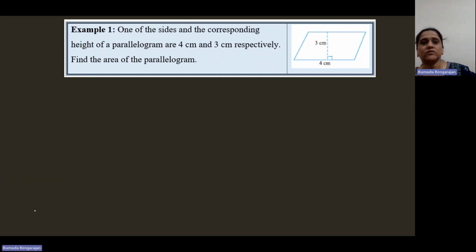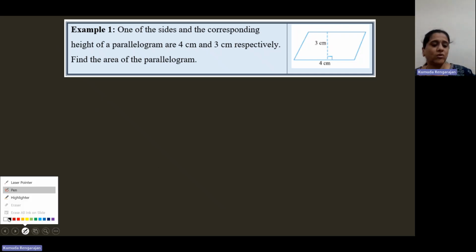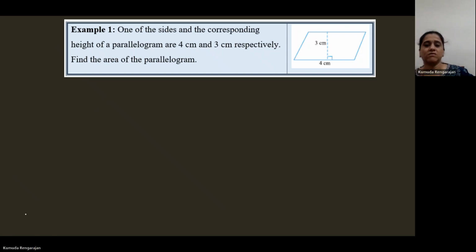So what's the property of a parallelogram? In a parallelogram, opposite sides are equal. Like a rectangle, opposite sides are equal. Angles are not right angles. Only opposite sides are equal. There are many more properties. I'm just telling you what is needed for your 7 standard.